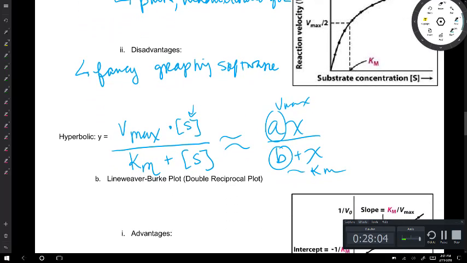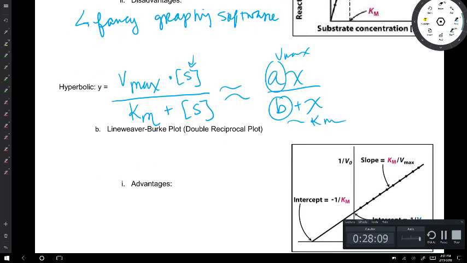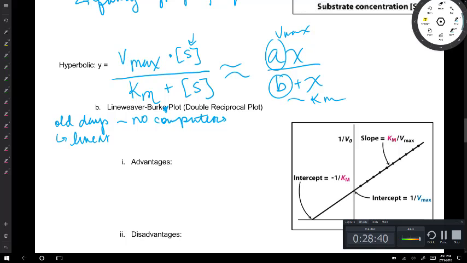The other method we can use to extrapolate our kinetic data is using the Lineweaver-Burk plot, or the double reciprocal plot. The reason this double reciprocal plot was developed is because back in the old days, there were no computers, and it was really hard to do a hyperbolic fit by hand. So when you needed to fit a curve, you linearized your data.